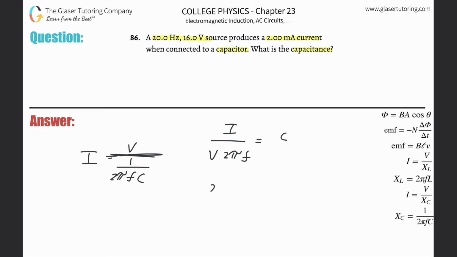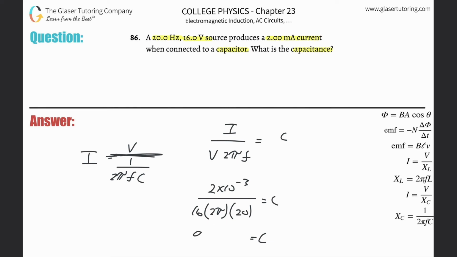Milliamps. We need amps. So 2 times 10 to the minus 3. What's the voltage? 16 volts, good, no conversion. 2 pi times the frequency, hertz, no need to convert. And that's it. Plug it into the calculator. So 2 times 10 to the minus 3, divided by parentheses 16 times 2 pi times 20.